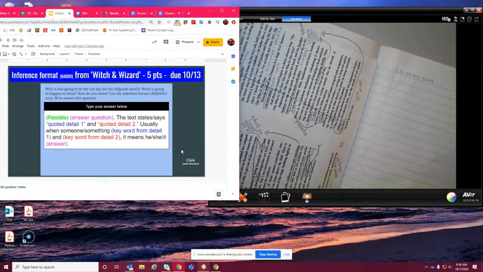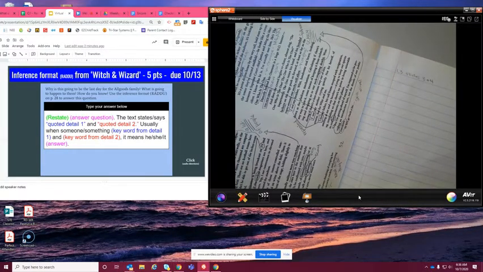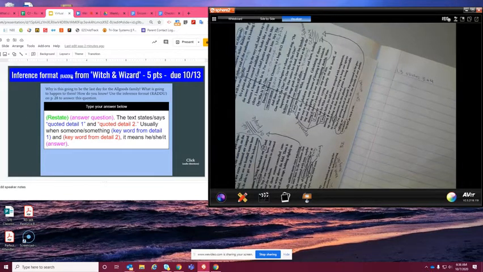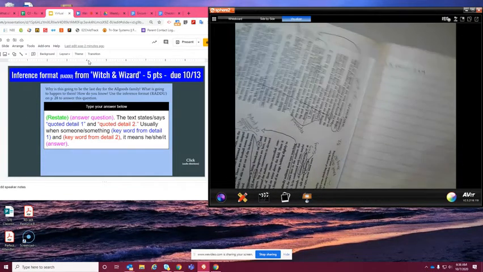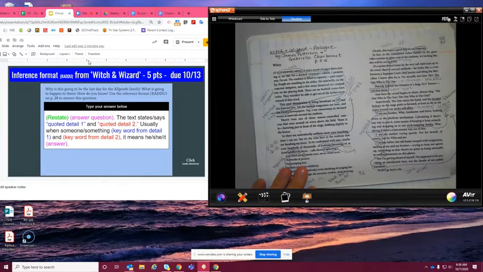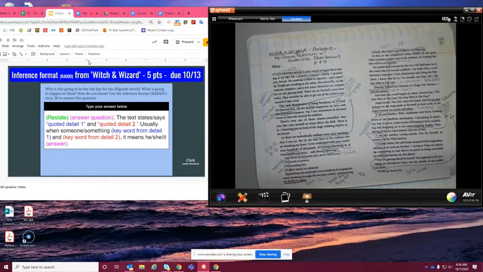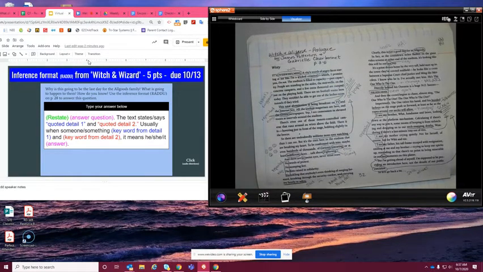Something else to look at. So the Witch and Wizard. Make sure you read the directions up here. But then you're going to take the Witch and Wizard, and you are going to have to make an inference. You're going to use Radu. And again, that format is written there for you. But the question says, why is this going to be the last day for the Allgoods family?